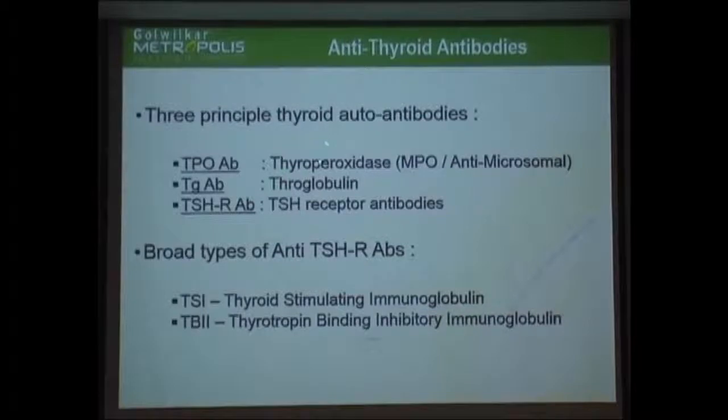Antithyroid antibodies can be broadly classified into these 3 groups which are done or estimated in the laboratories. The thyroperoxidase antibody or antimicrosomal antibody, thyroglobulin, and the TSH receptor antibody, which can be again either stimulating type or inhibiting type.